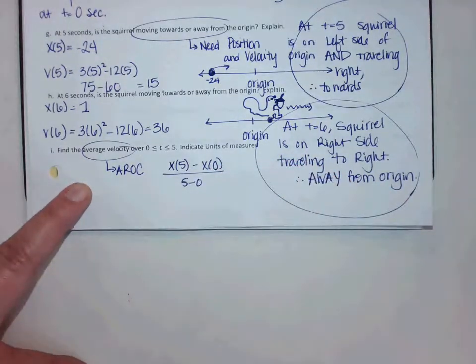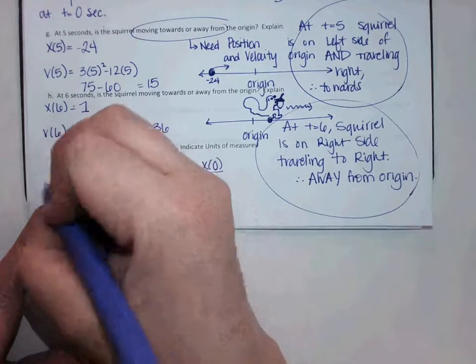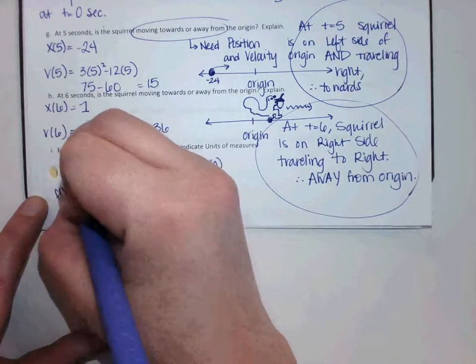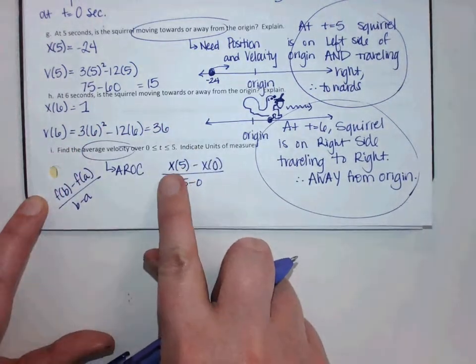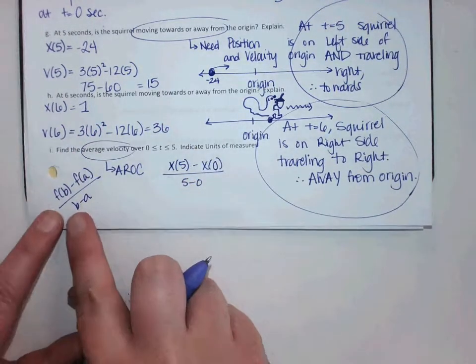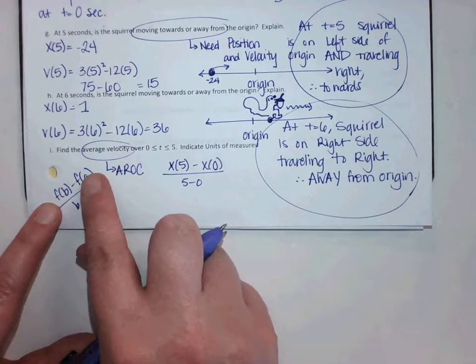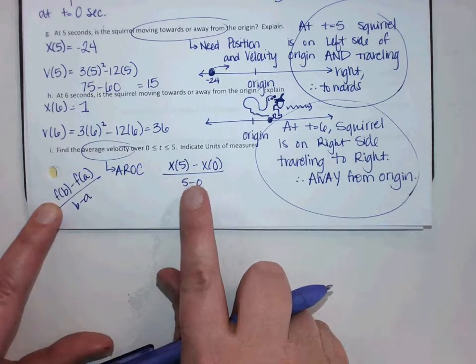Now, something that's very important. When I do the average rate of change, remember it's f of b minus f of a over b minus a. These should be position in your formula. So not f prime of b and f prime of a, that's wrong. So make sure these are positions.